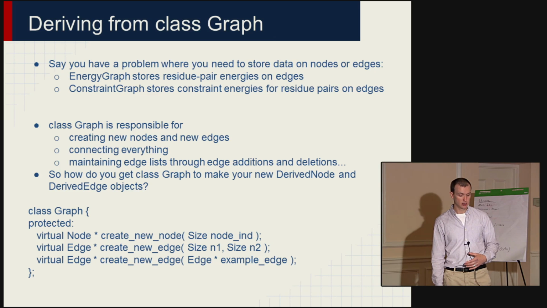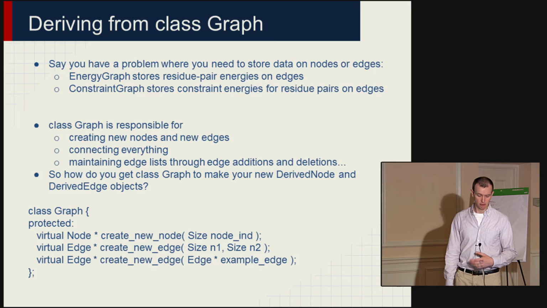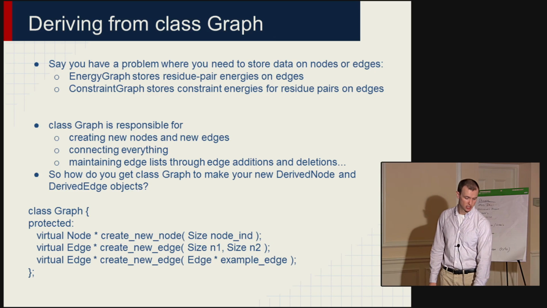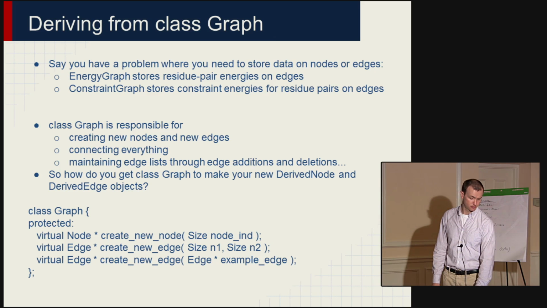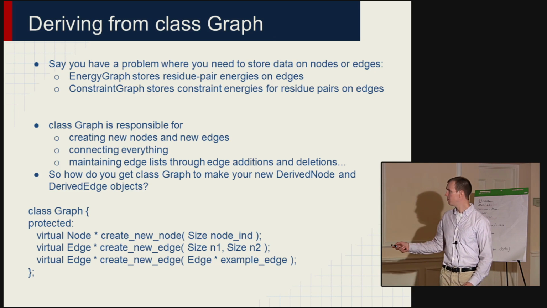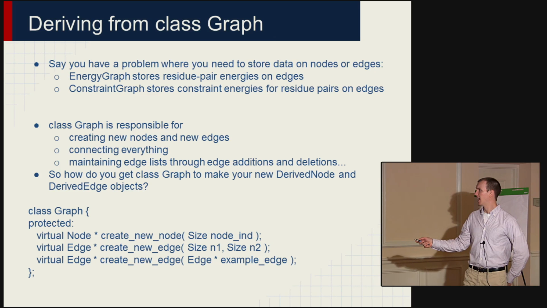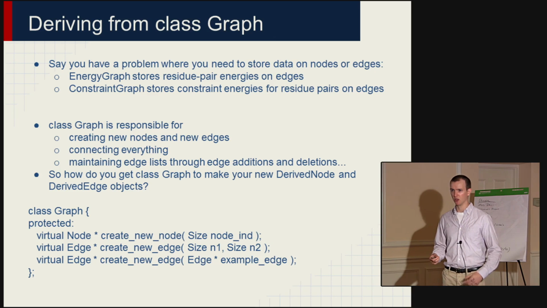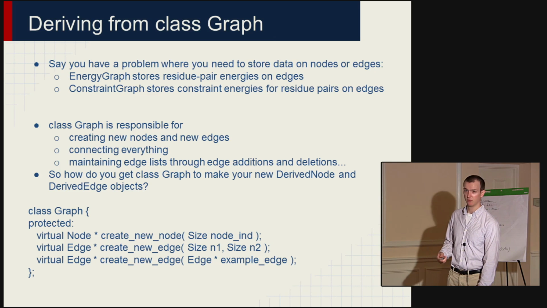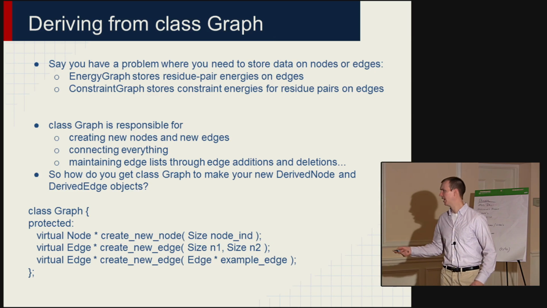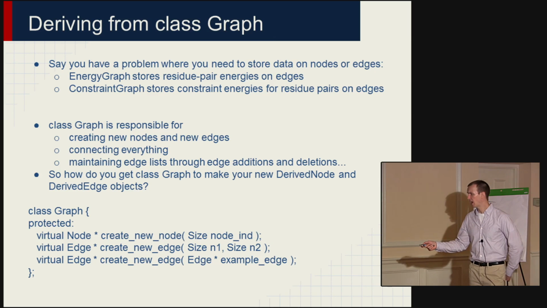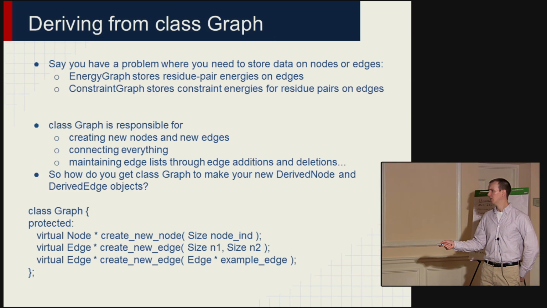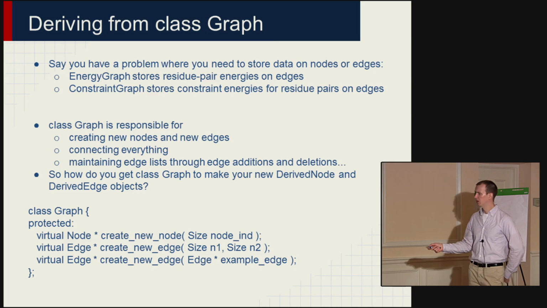Okay, so class graph is responsible for actually instantiating new nodes and edges, and it does so by using this factory method. So the problem is if you want to add an edge to the energy graph, you want to make sure that it constructs energy edges and energy nodes, as opposed to letting the base class make just regular nodes and edges. And the way it does this is by letting you override these factory methods. So create new node, create new edge, or create new edge with an example of an existing edge.